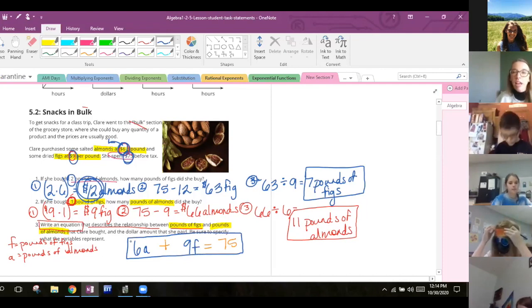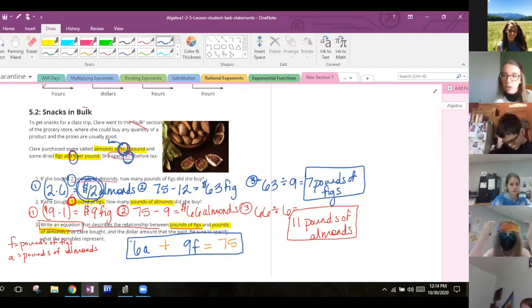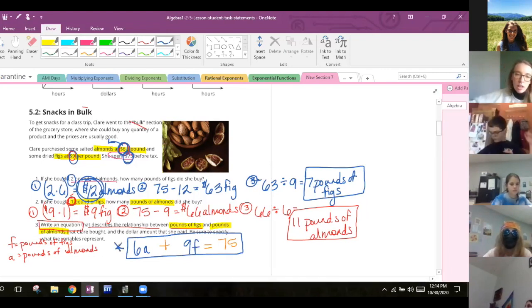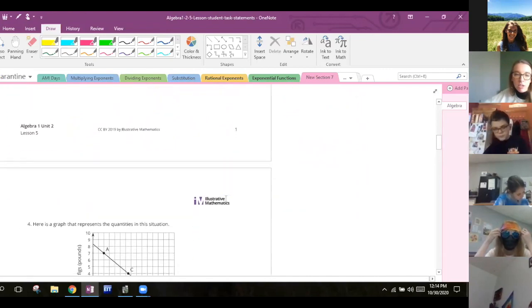Okay, so none of that is technically new information. If you look back to the title of this lesson, it's equations and their graphs. So as we move forward in the next few questions, we're going to see how this equation and other equations that we come up with are now connected back to a graph, a graphical representation. So look at the next page.